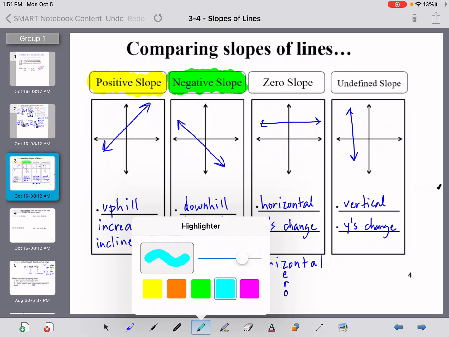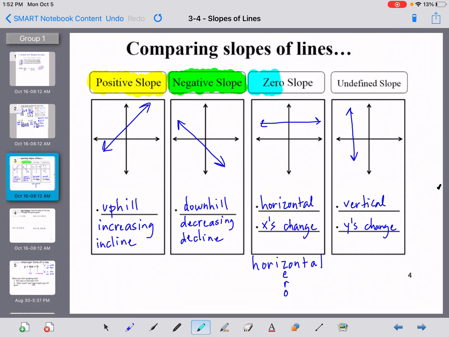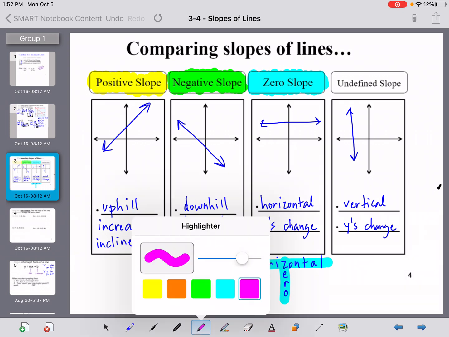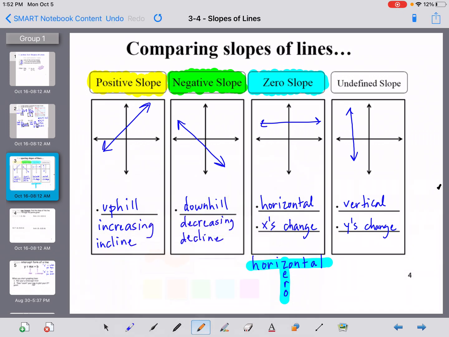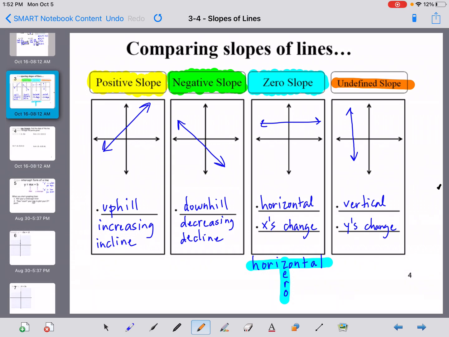Zero slope. Zero slope is a horizontal. Only the x's change. And the little Q down here, horizontal, 0. All right, that's how you remember horizontal is 0 slope. And lastly, let's use the orange. We have an undefined slope. That's when you have a vertical line and the y's are the only thing that changes.